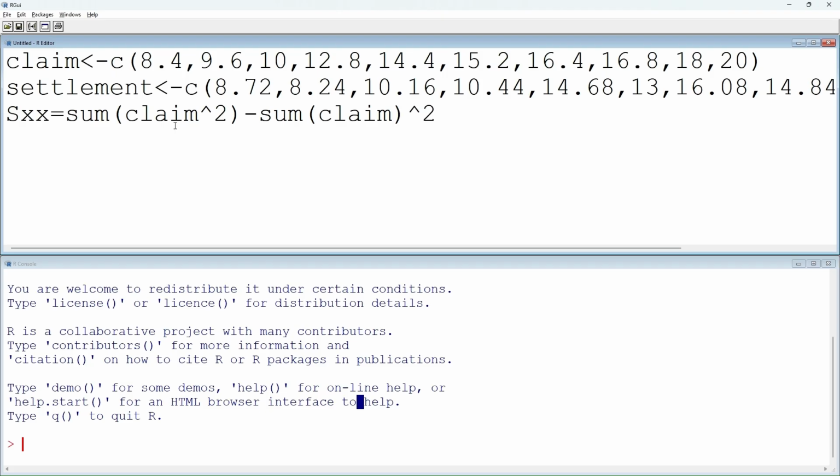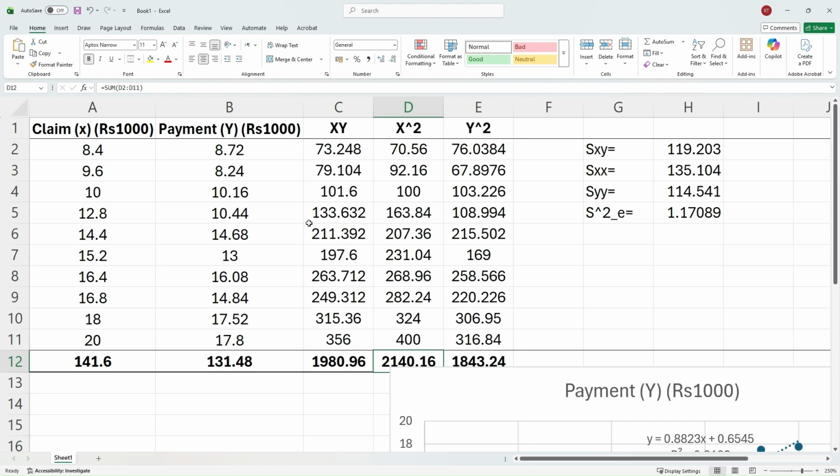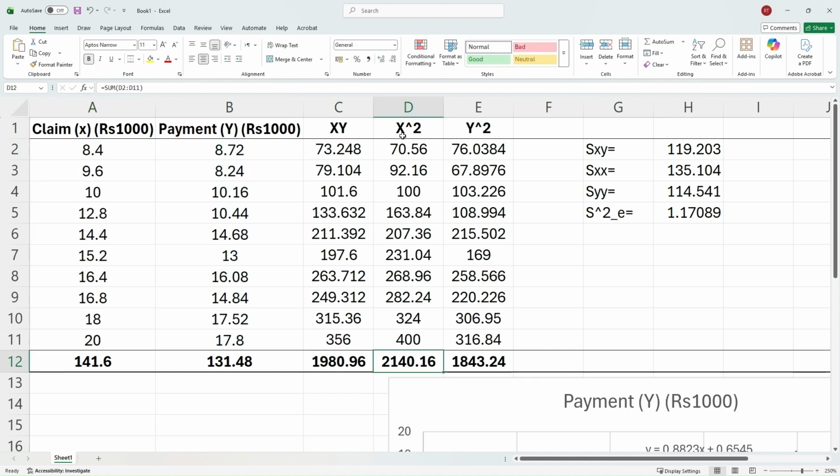Very often, students, by the way, this is a big issue that I have had over the years, confuse the sum of x squared with the sum of x, all squared. We are not saying the same thing here. Sum of x squared means that you take 8.4 squared, 9.6 squared, etc., and then you sum. But the square of the sum of x is you take 8.4 plus 9.6, etc. Then you square. So there's a difference though.